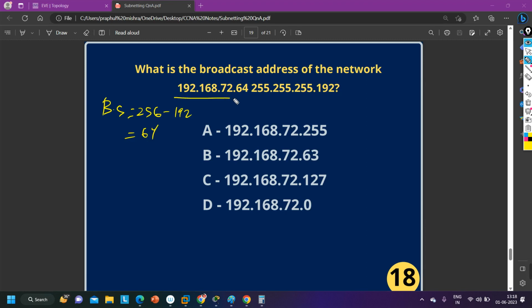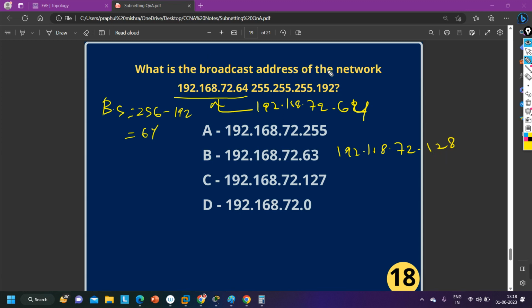So the network ID of this network will be 192.168.72.0. The next network will be 64, since the block size is 64, then the next one is 128.